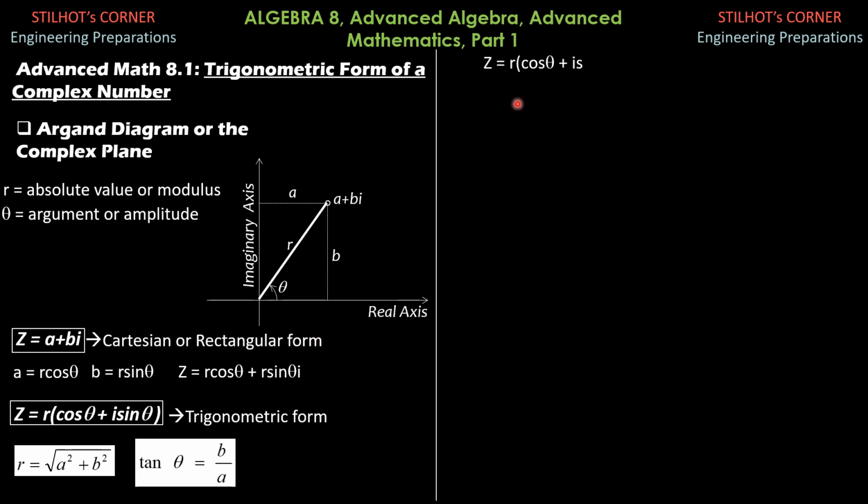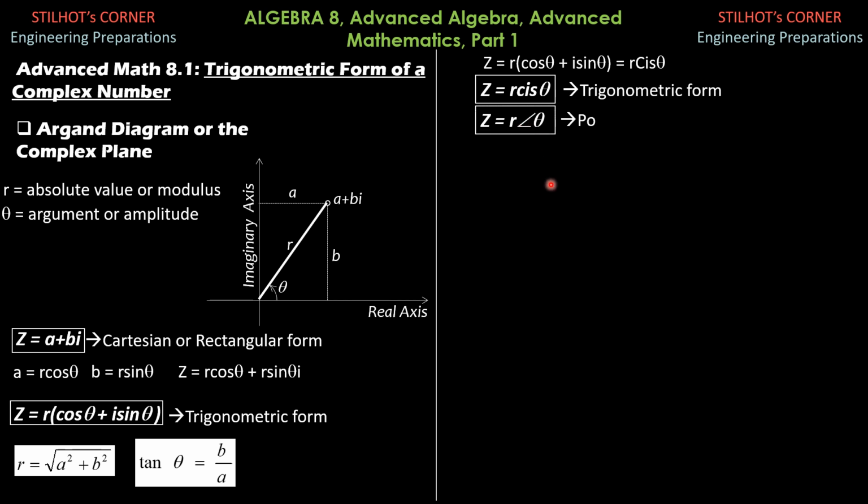So z is r quantity cosine theta plus i sine theta, which is abbreviated r cis theta. Cis means cosine i sine of theta. So z is r cis theta, then it is also r, then angle theta. This is called the polar form of a complex number. The first is the trigonometric form, and this second part is the polar form.